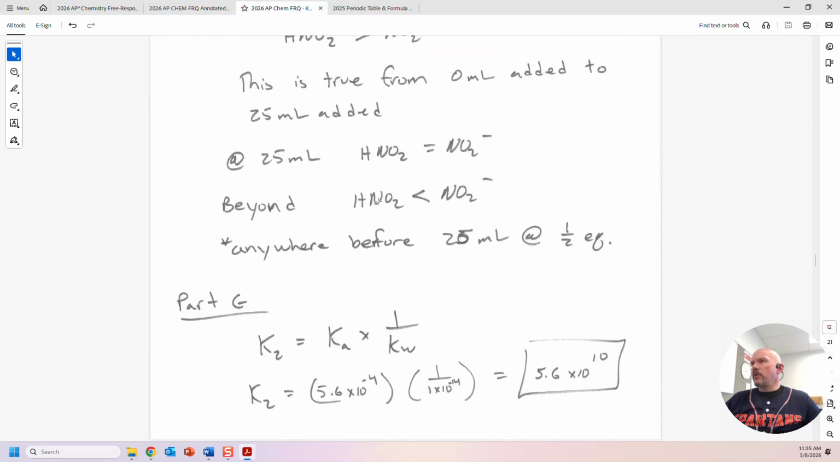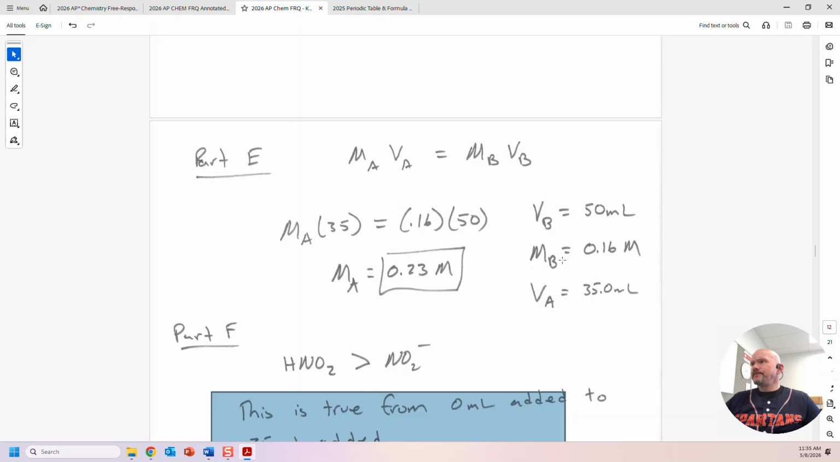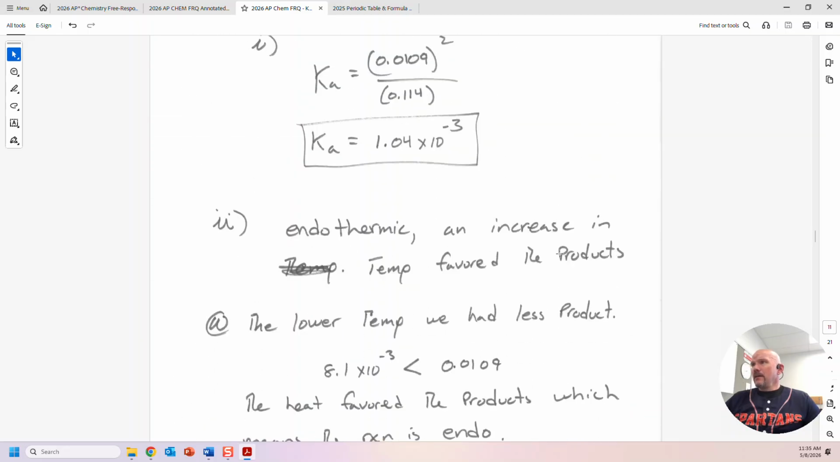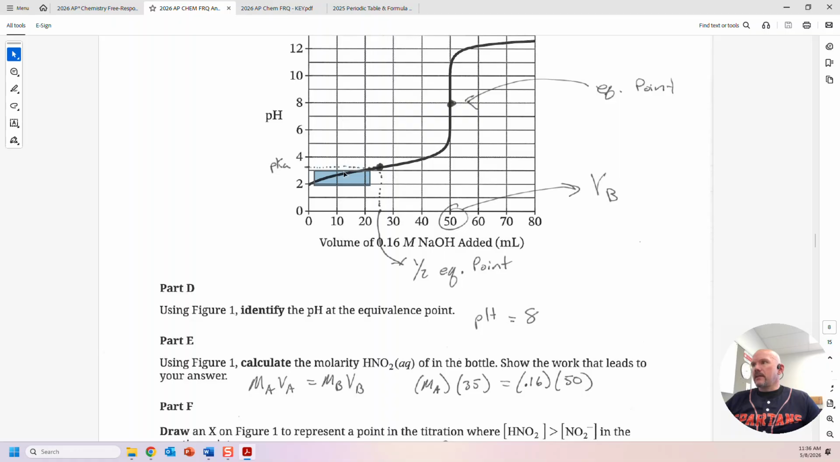So what did I put? So yeah, I just described it. So again, on your test, you would maybe put an X here, okay. But anywhere before 25 milliliters added would be fine, okay.